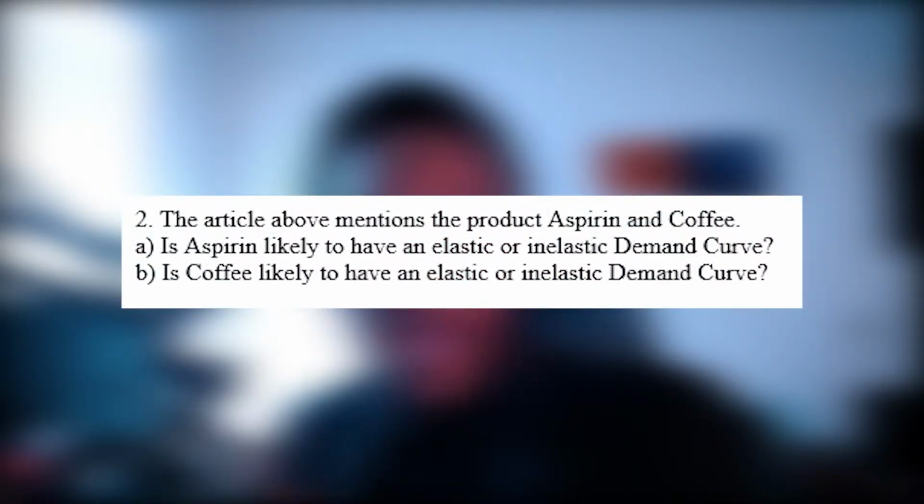Question 2 asks, are aspirin and coffee likely to have an elastic or inelastic demand curve? Coffee is likely to have an elastic demand curve because there is more competition and ways to purchase coffee. You can get coffee at a cafe or wholesale by the bag, through grocery stores, or ordering it at a restaurant. Aspirin, on the other hand, is likely to have an inelastic demand curve due to the lack of competition and ways to access aspirin when compared to coffee.